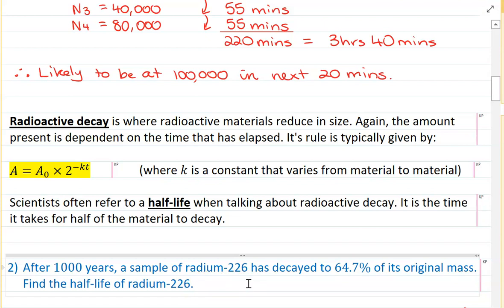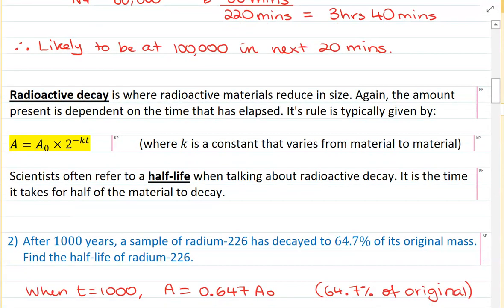So what I'm going to do in this case is work out, well, the time that we've been given is 1,000, so lowercase t is 1,000. The quantity is 64.7% of the initial value, but I don't know what the initial value is. So I need to convert this percent into a decimal and multiply it by A0 to get A. So that's pretty much written there like so. So we've got A now. Now when I substitute A, the left-hand side, into the formula, I'm going to have here 0.647 A0, and on the right-hand side I'm going to have A0 times 2 to the power of negative k times 1,000, or sorry, negative 1,000.